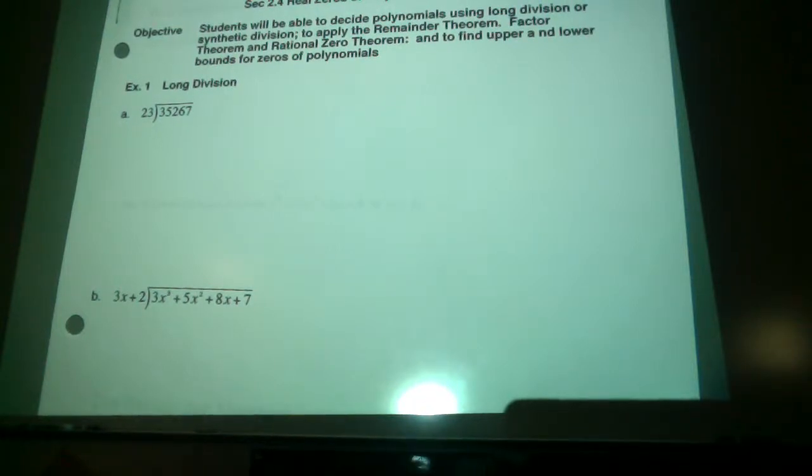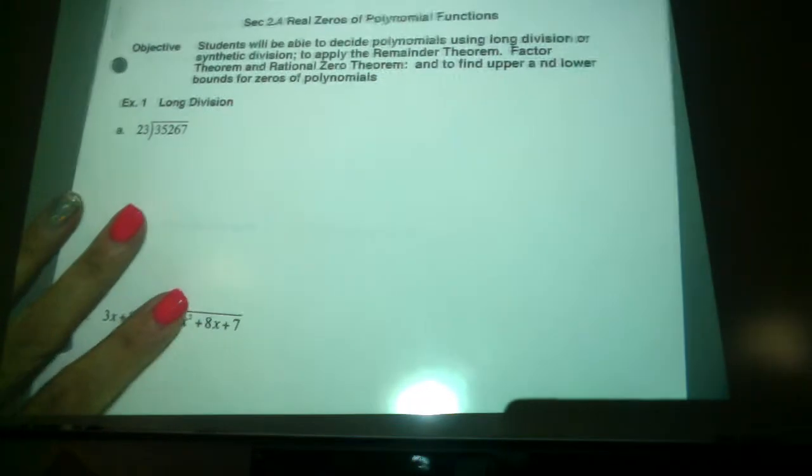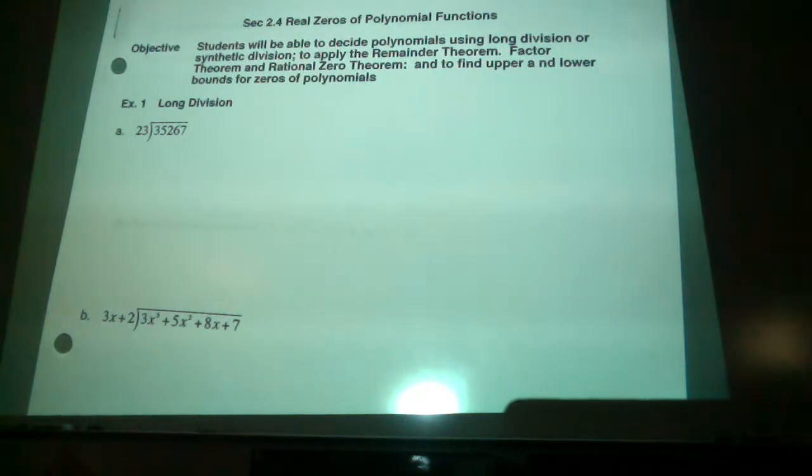Okay, so as we look at 2-4, before we do regular polynomial long division, let's go through a regular division problem.